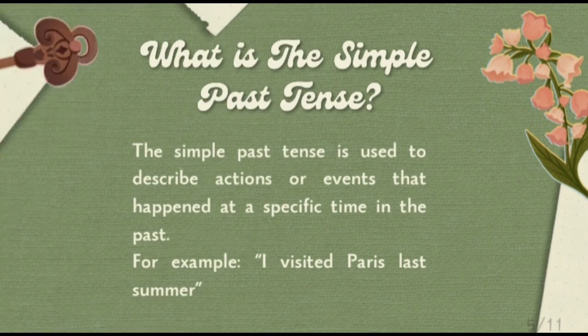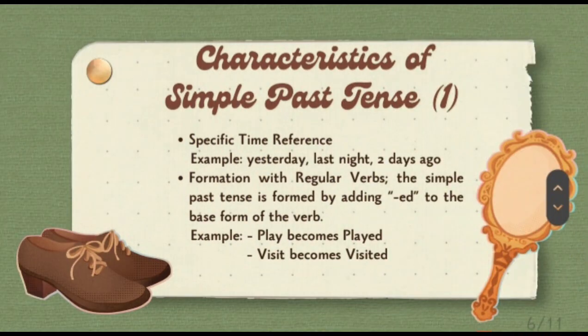Alright, the first content is what is the simple past tense. The simple past tense is used to describe actions or events that happened at a specific time in the past. For example, I visited Paris last summer. So, from that explanation, we know that if you want to share your experience in the past, you have to use simple past tense.